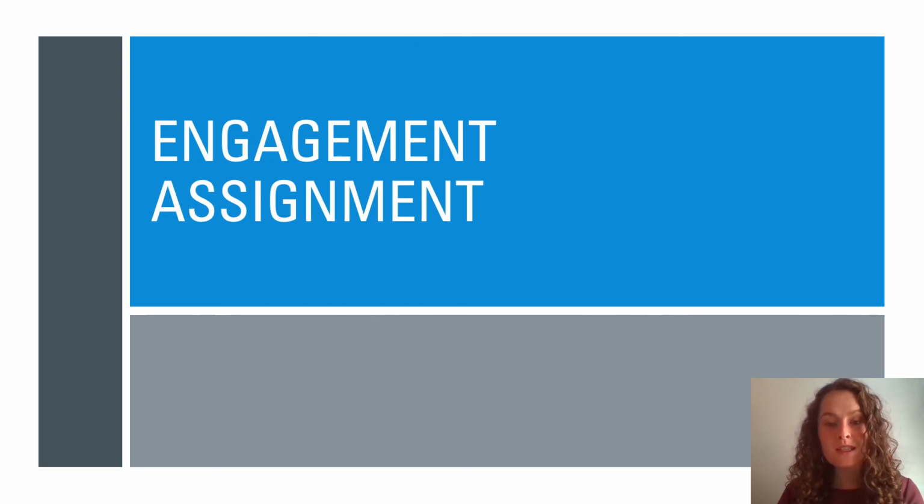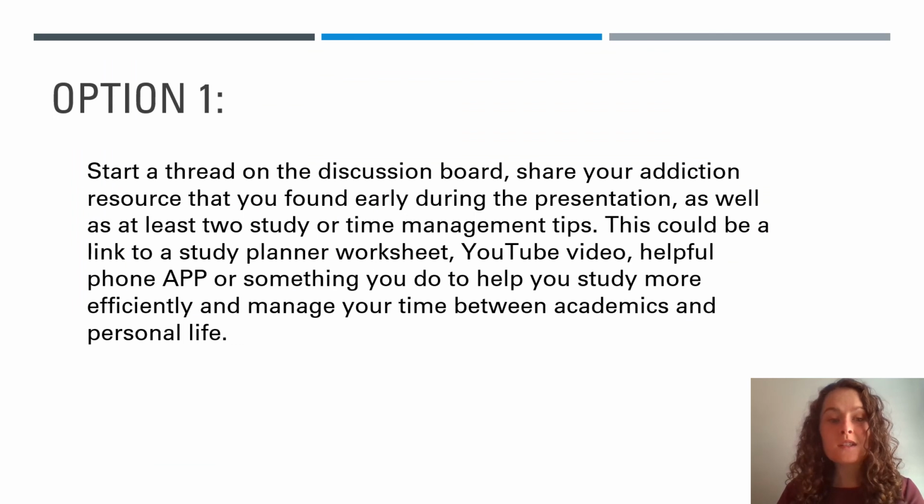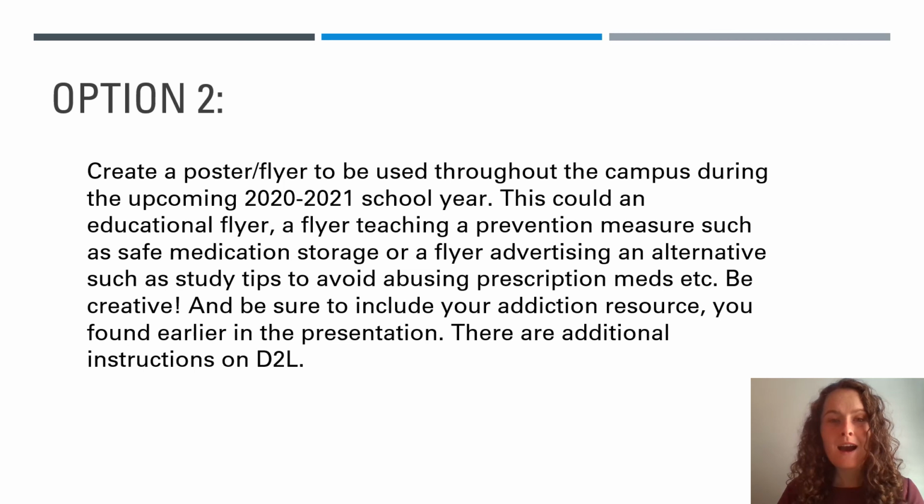Now for your engagement assignments this week, again, you're going to have 2 options. The first option is to go on the discussion board and create a thread, so you can share information with each other. The first thing you're going to share is that addiction resource that we went over earlier, something that's helpful to a Hartwick student. The second thing you're going to do is share at least 2 study or time management tips. This can be a worksheet, a phone app, or simply something that you do that helps you study better or manage your time.